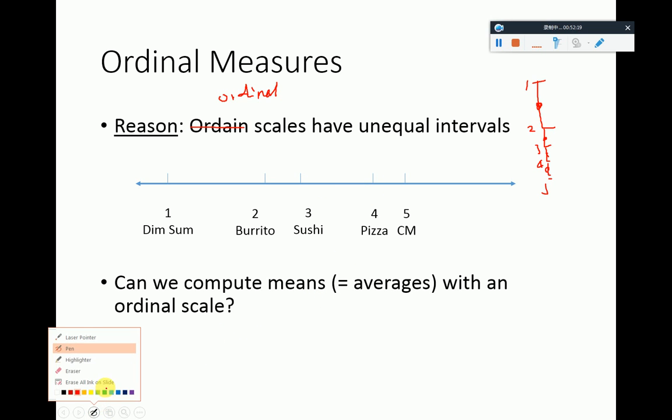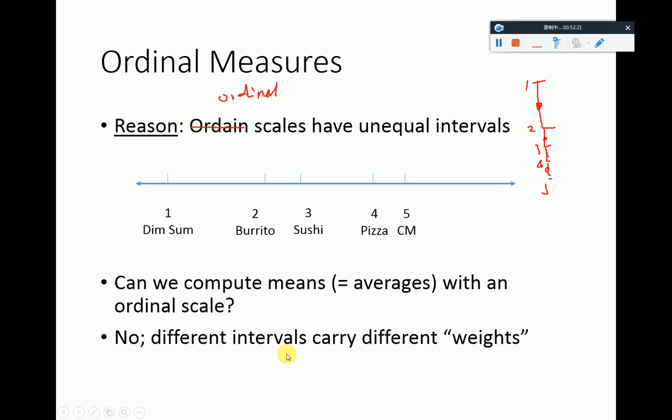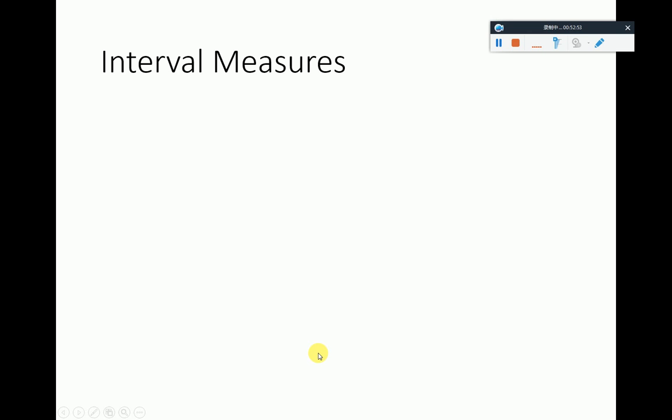We cannot compute means from an ordinal scale. In other words, it doesn't make sense to add up 1, 2, 3, 4, and 5, and then divide the sum of these 5 numbers by 5. Mathematically speaking, that will give you an average number, but this average does not mean anything at all, because different intervals carry different weights.